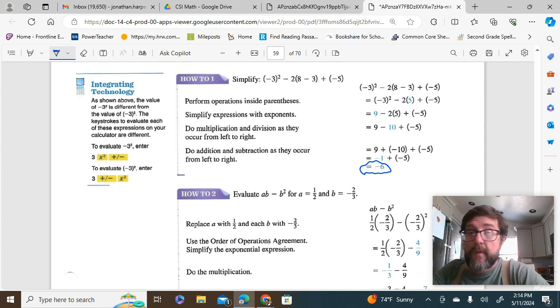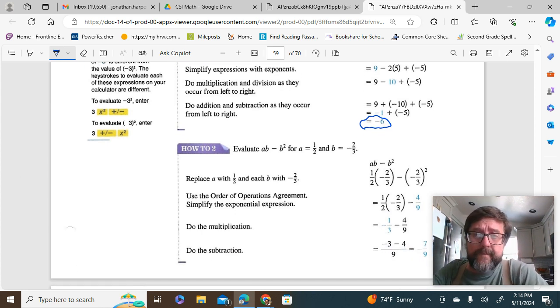Now, your calculator will do all of this for you. All you have to do is type parentheses, negative 3 in parentheses, squared, minus 2 times parentheses 8 minus 3 in parentheses, plus parentheses negative 5 in parentheses. I don't know if you have to put all the parentheses in there, but it's a good habit to keep.